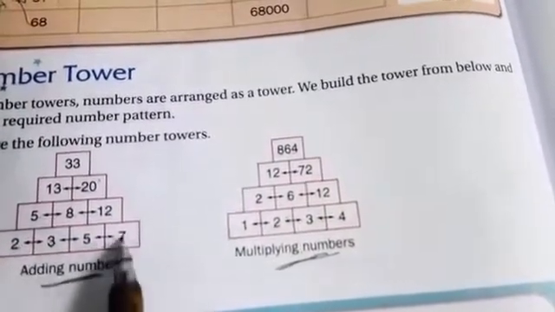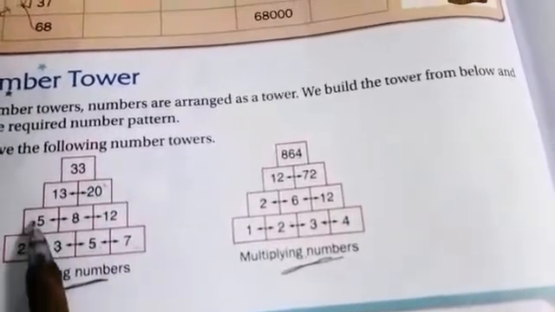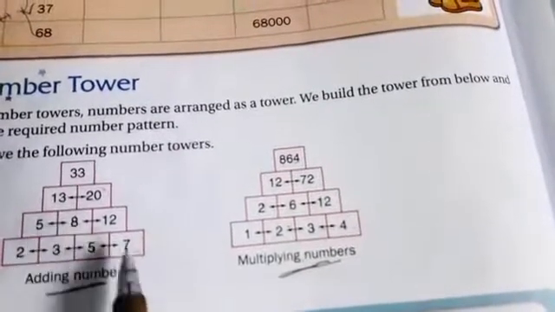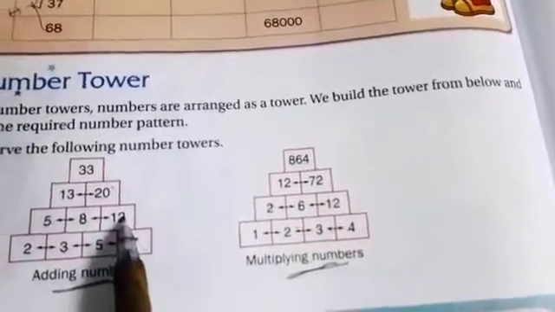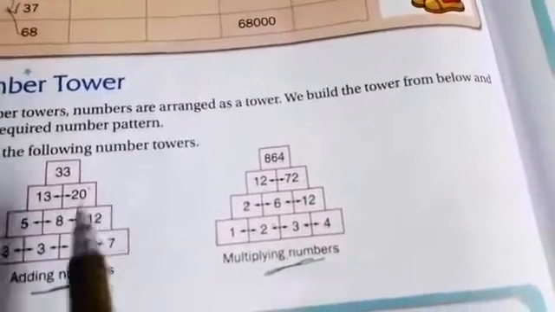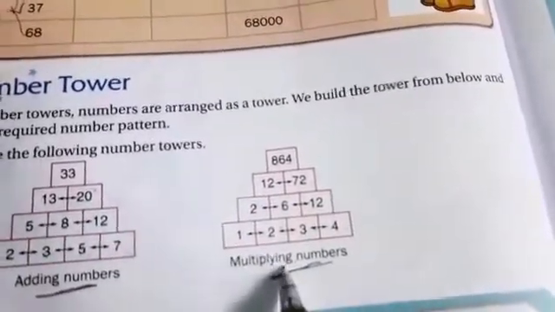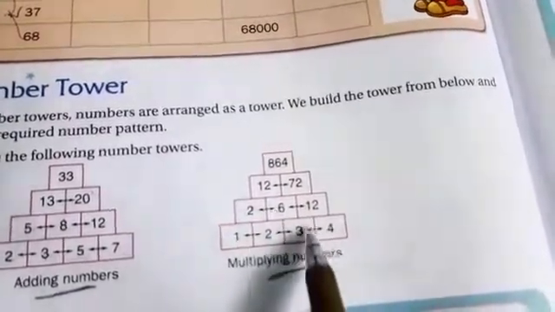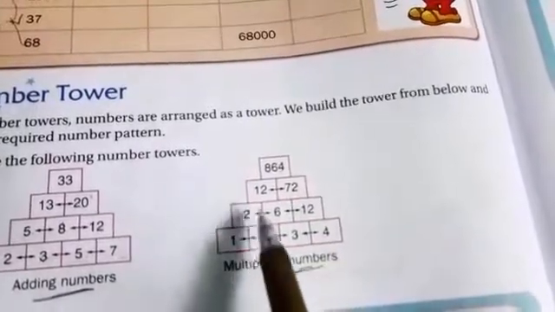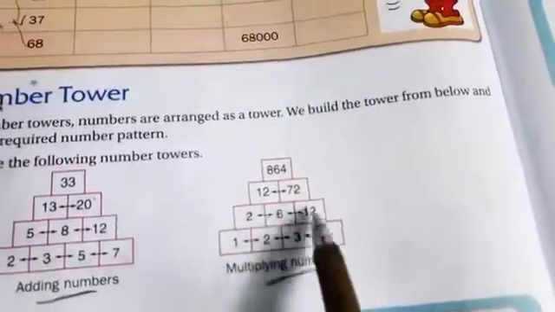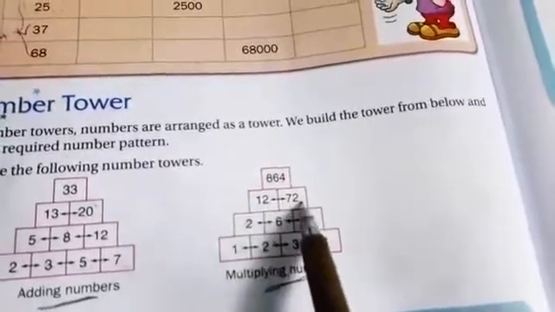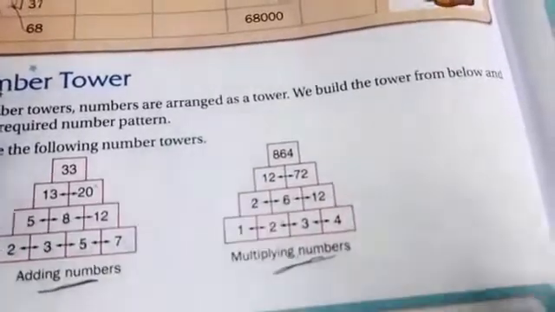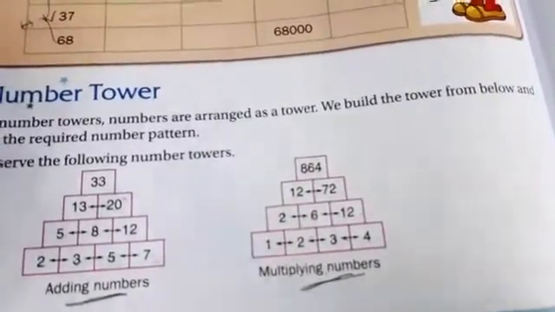Here, first you have to look downwards only. You add these two numbers and write the answer upside. Add these two numbers, write the number upside. Then multiplying numbers. 1 2 is 2, 2 3s are 6, 3 4s are 12. Then 2 6s are 12, 6 12s are 72. Then 12 72s are 864. That is called multiplying numbers. You can use a numbers pattern also, number towers also.